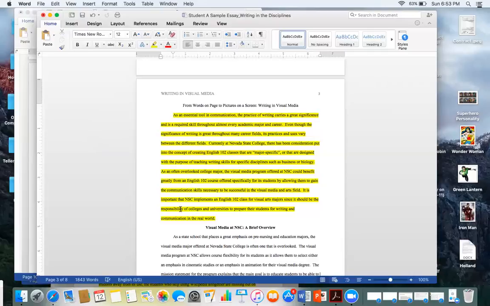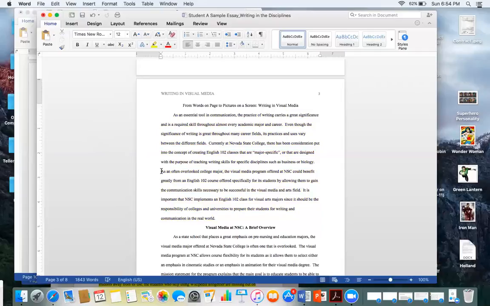And then the student ends with the idea that English 102 classes need to be discipline specific, especially for these visual arts majors, because it's the responsibility of colleges and universities to prepare their students for writing and communication in the real world. So I'm going to take all this highlighting off. If we just want to look at the what, how, why thesis, you can take a minute to look at this and say, where is that what, how, why thesis? If you want to pause it, because I'm going to go ahead and talk about that.